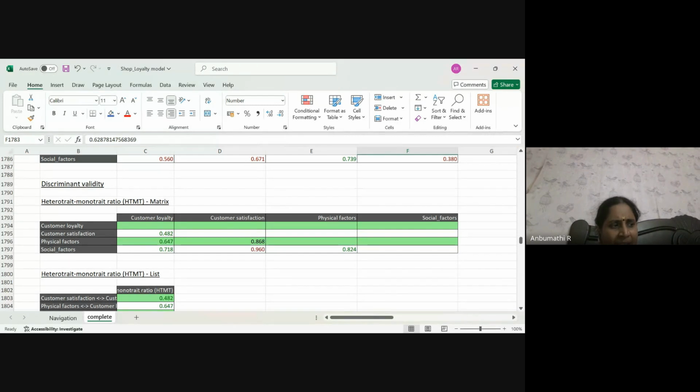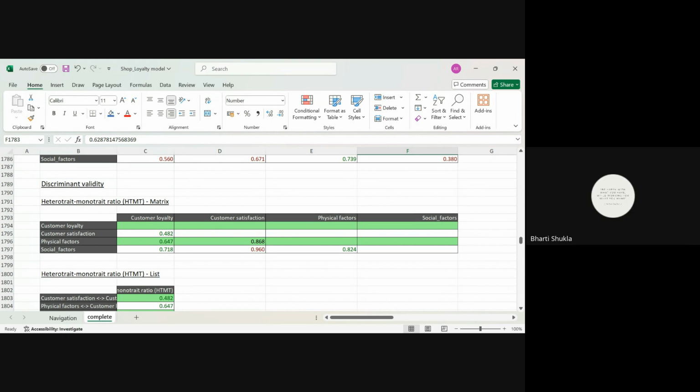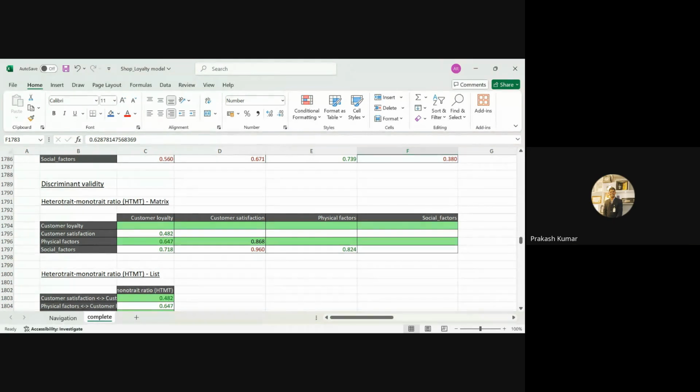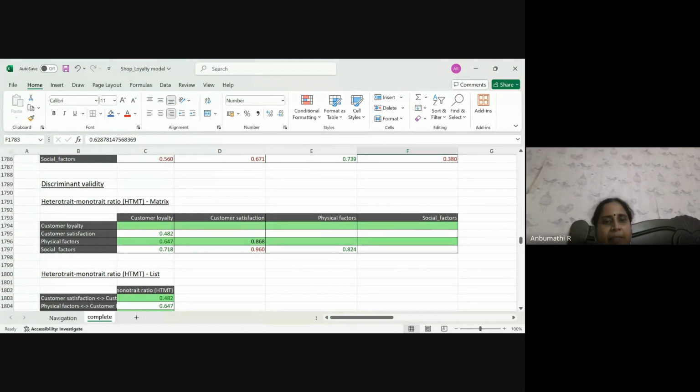Discriminant validity is the extent to which a construct is different from the other constructs. I told you yesterday that discriminant validity should be established between the latent variables, while convergent validity is the relationship between the indicators and their related construct. Do you remember that? Yes, ma'am. So variable to its indicators is convergent validity, while between the variables, it is discriminant validity.